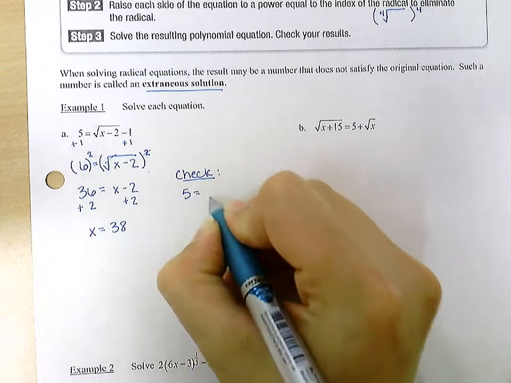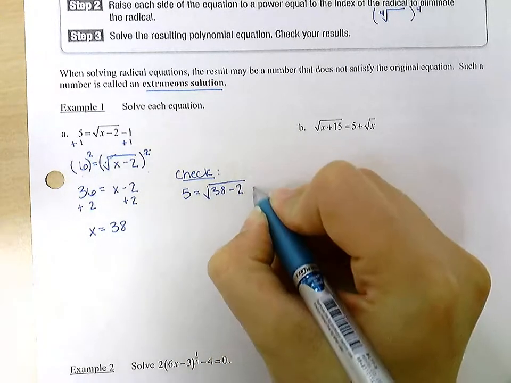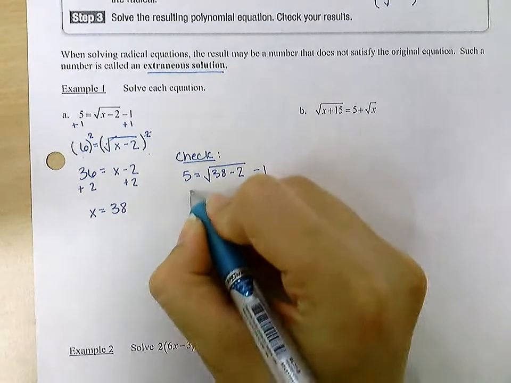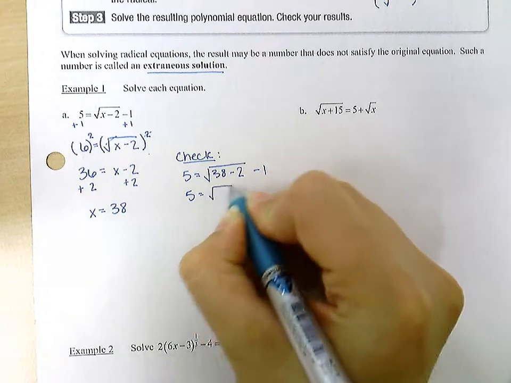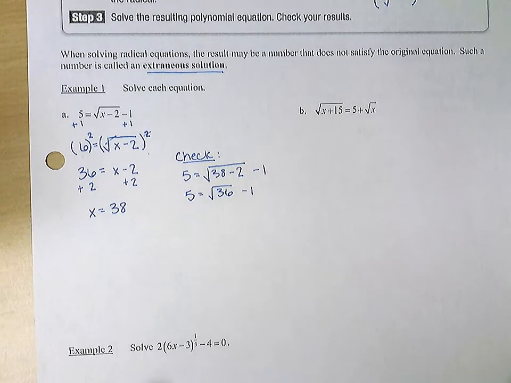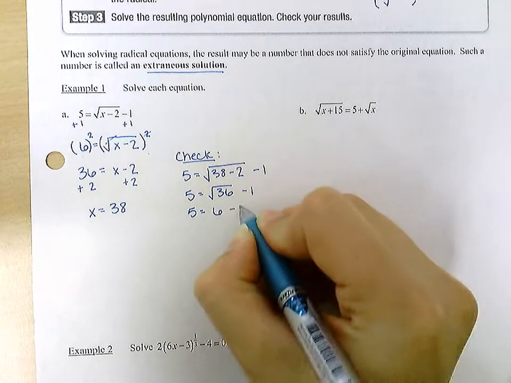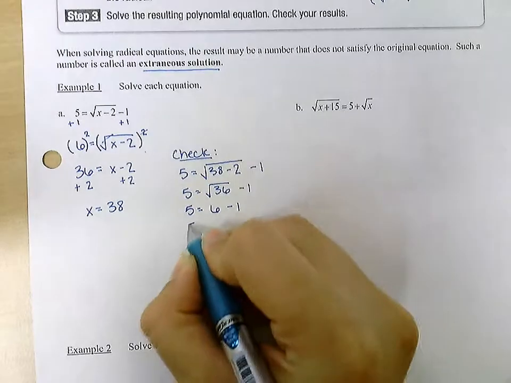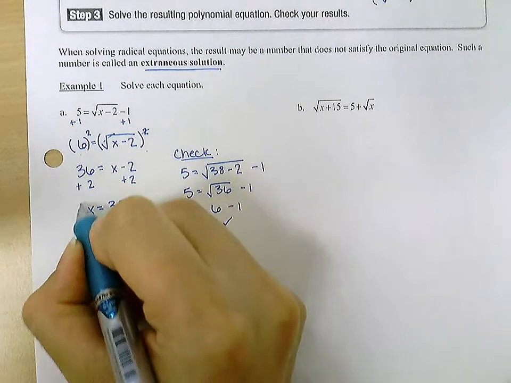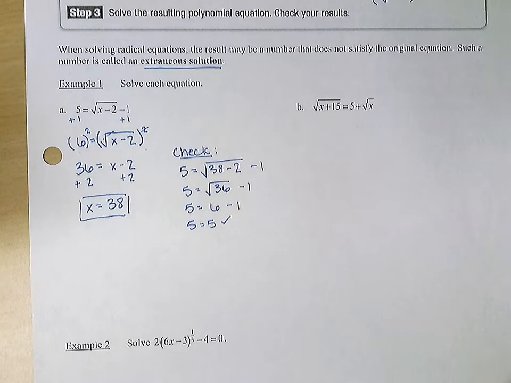So I would have 5 is equal to the square root of 38 minus 2, and then minus 1. So 5 equals the square root of 36 minus 1. Square root of 36 is 6. So I do end up with 5 is equal to 5. So that does work. So then I can circle my answer or box my answer.